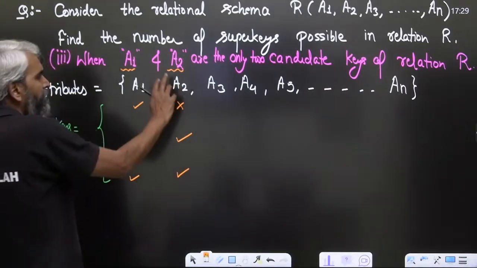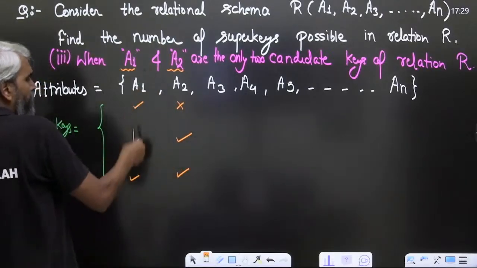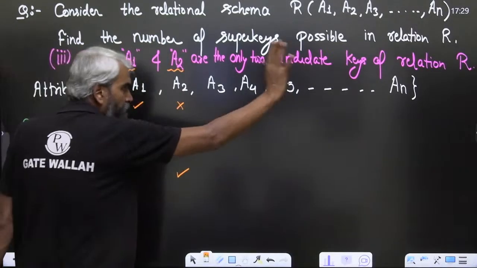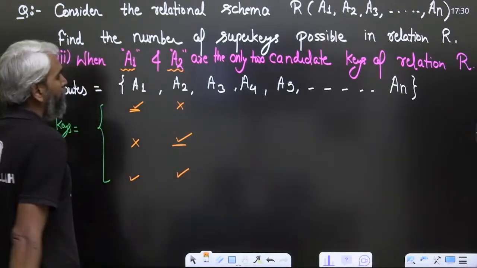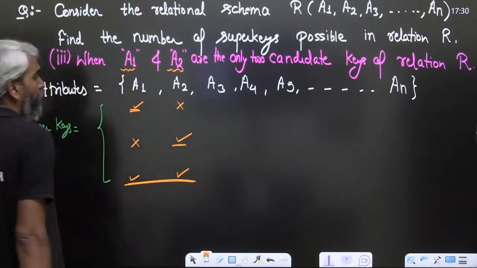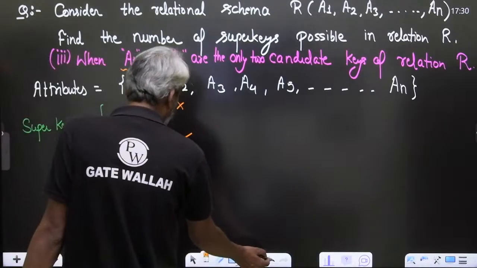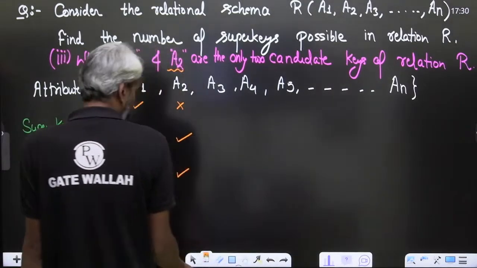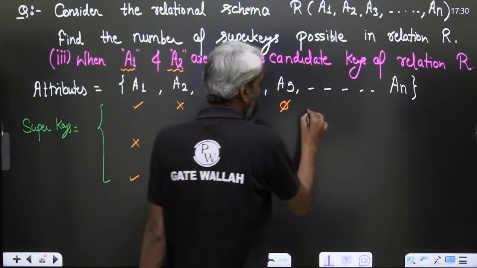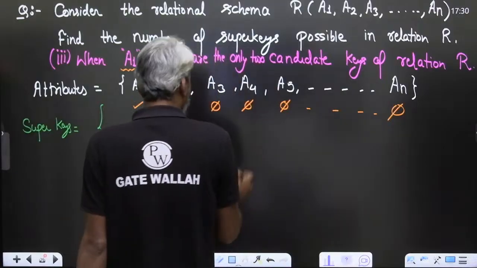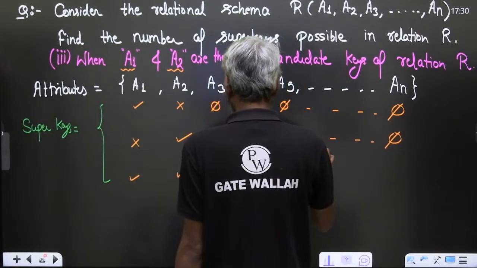So either A1 is present and A2 is not present, or A2 is present and A1 is not present. Whatever happens with the remaining n minus 2 does not matter, because all the attributes of at least one candidate key are present. Here also, all attributes of at least one candidate key are present. Clear? So for the remaining attributes, there will be no restriction.